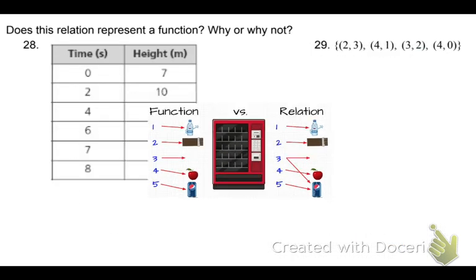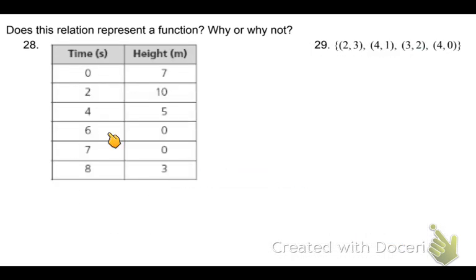So with that said, let's look at number 28 together. When I push 0 in my machine, I know I'm going to get 7. When I push 2, I know I'm going to get 10. When I push 4, I'm going to get 5. 6 gives me 0. 7 gives me 0. And 8 gives me 3. Notice that of these inputs, none of them repeat. I know exactly what I'm going to get for every single input. Now, some of our y values repeat. Notice that 0 got repeated twice, but that's okay.